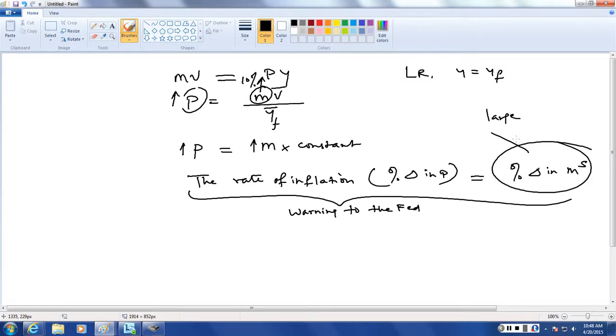We have three goals for the economy. And the three goals, if you remember, are: one, low unemployment. The second one is to have low inflation. And the third goal is to have a high rate of growth. So low inflation is the desirable one. So what this is saying is that the Fed had better not increase the money supply too rapidly. Otherwise, there will be high inflation.